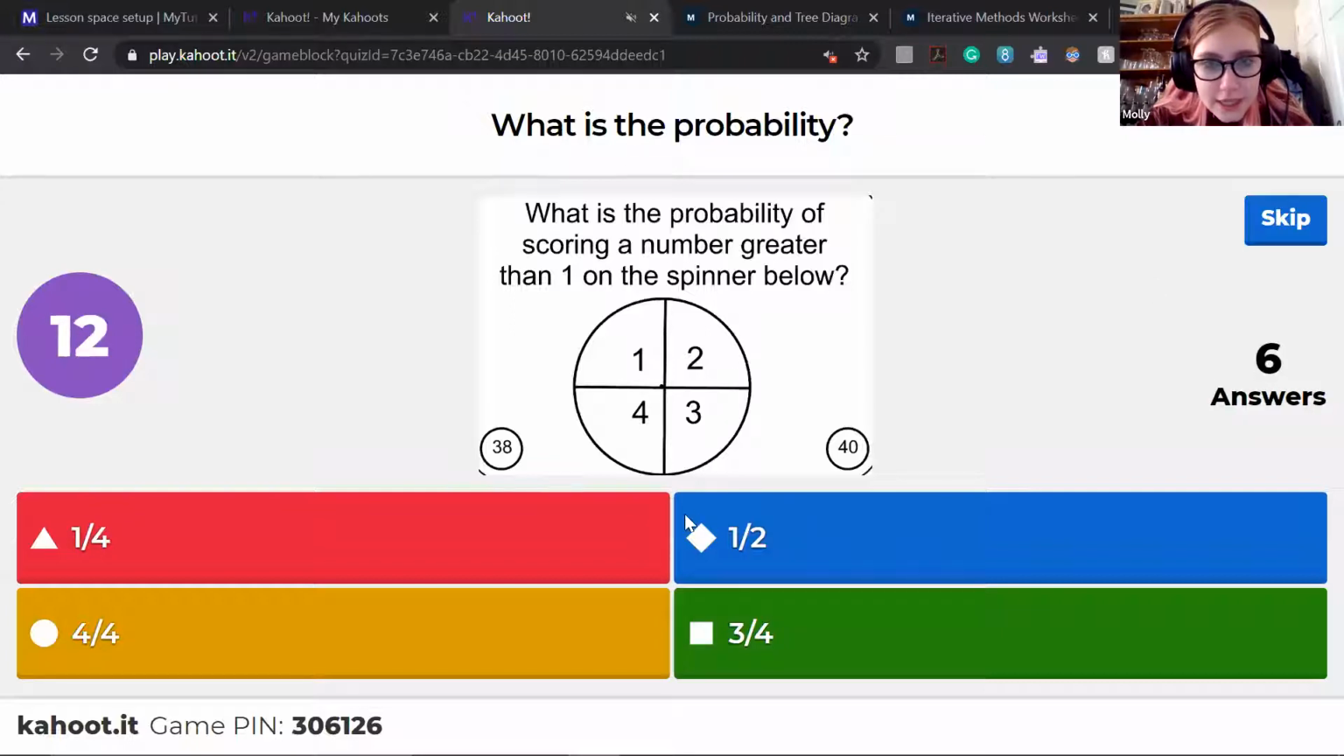I don't know why the numbers 38 and 40 are at the bottom of this picture. I think you can ignore them.